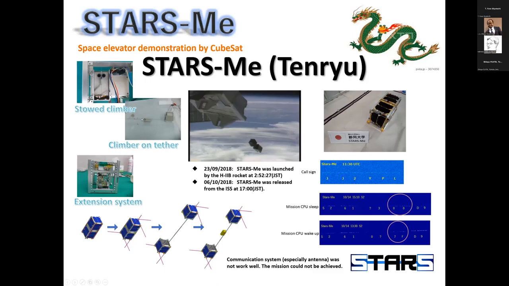In this mission, the tether is a steel convex tape tether, a major device. So it is a very, very rigid, more rigid tether than the past satellite. We can receive these CW beacons, but the antenna function was broken. So we couldn't perform the mission of space elevator.